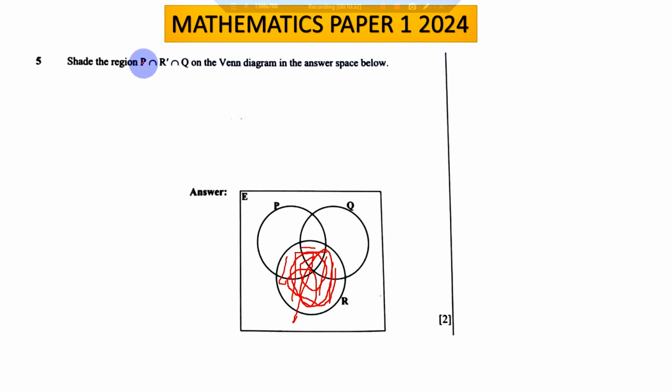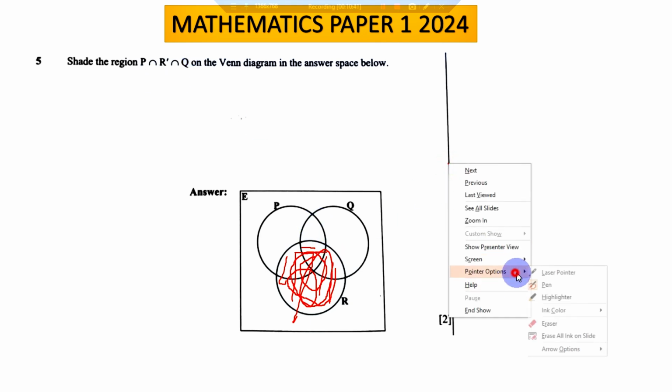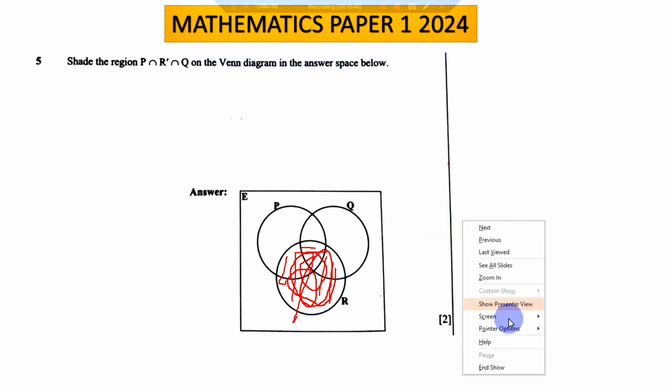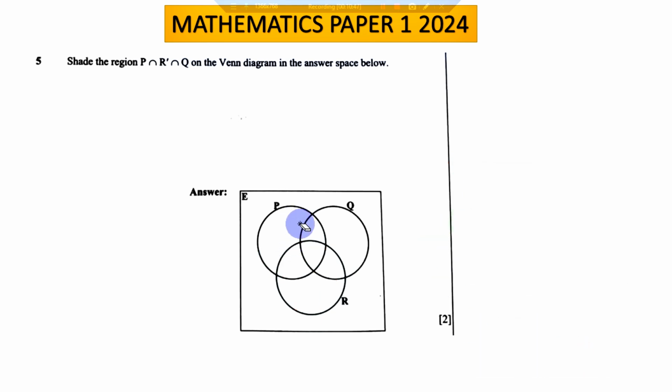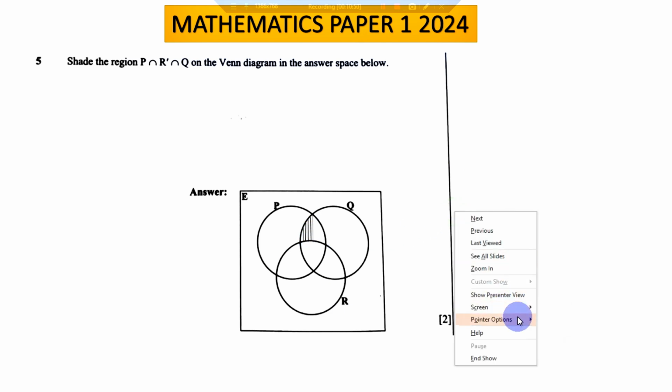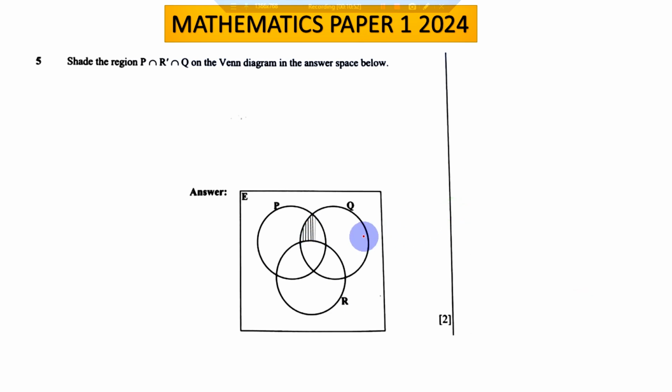Now, they are saying the intersection of P and Q. The intersection of P and Q means we'll restrict ourselves to where? Let me show you the portion. The portion will be right here. That is where the intersection of P and Q will be. So this will be the correct answer right here. That is the P intersection R complement intersection Q. It is just the intersection of P and Q. You remove the set R.